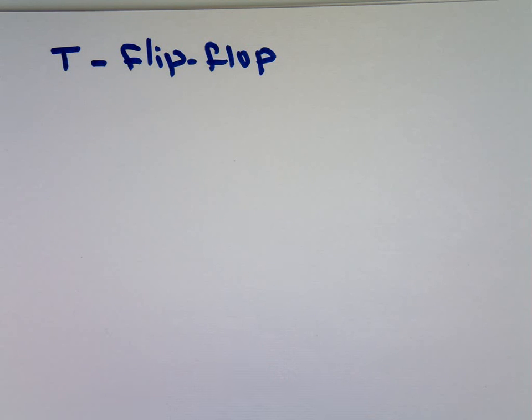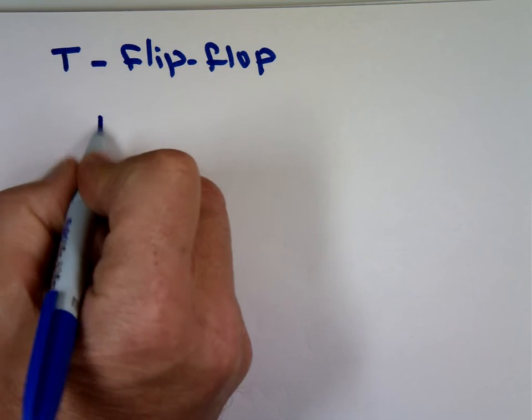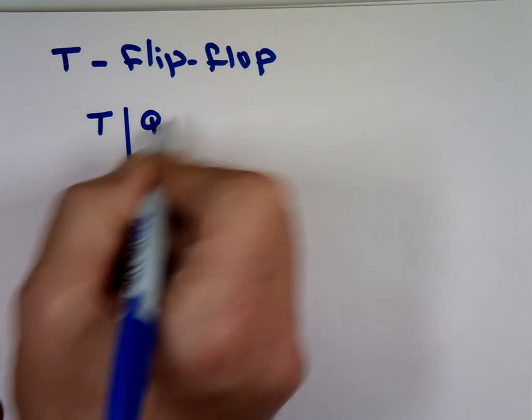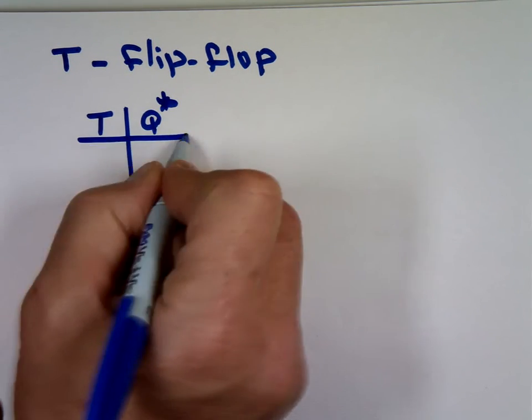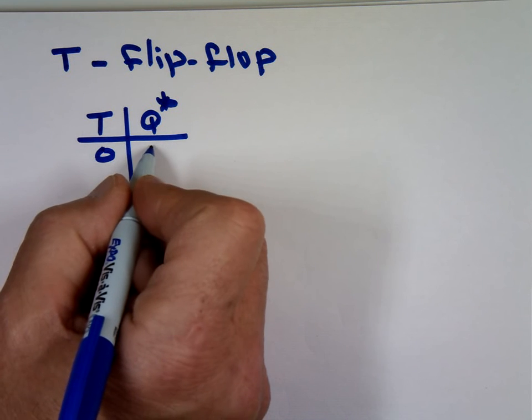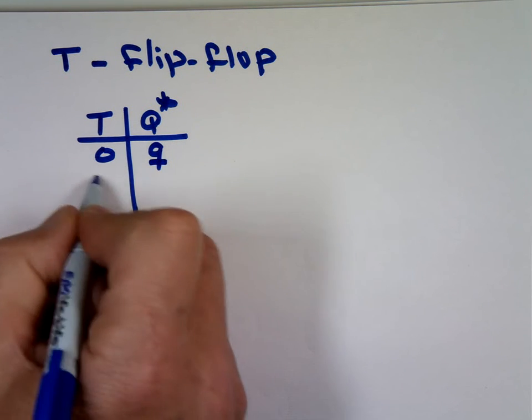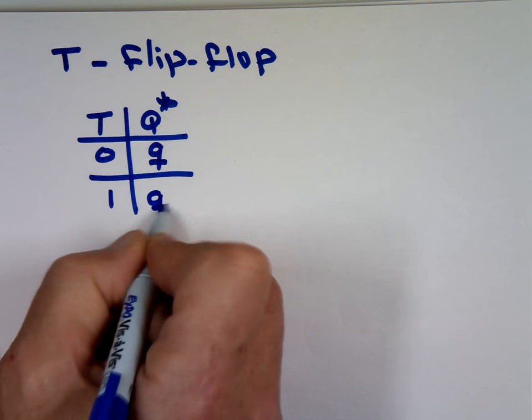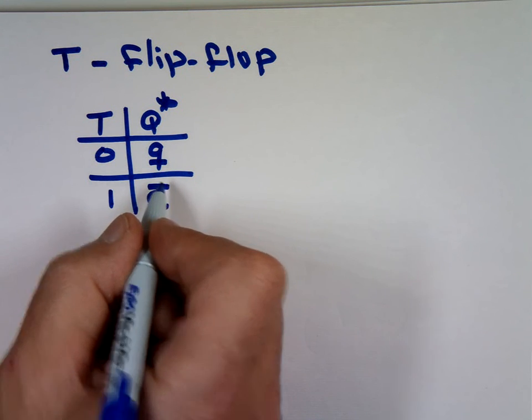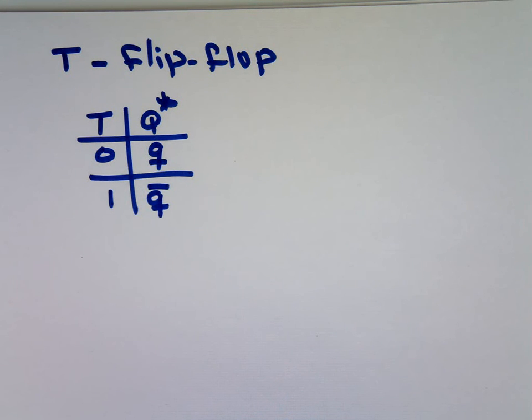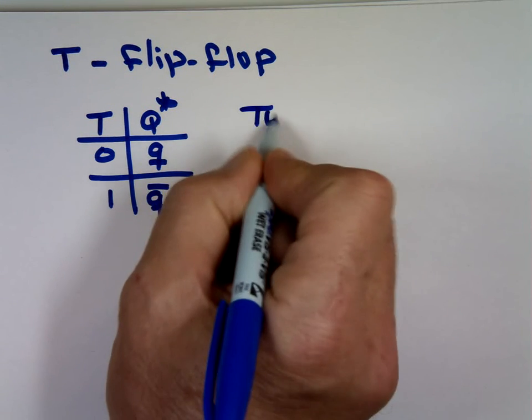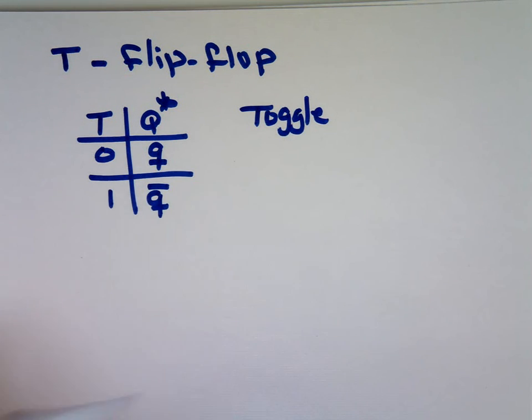A T flip-flop, here's the truth table for it. Q next: when T is 0, you end up with Q. When T is 1, you end up with Q naught. Why do they call it T flip-flop? Toggle. When T is 1, it flips, it toggles. So that's where the name came from for T flip-flop.